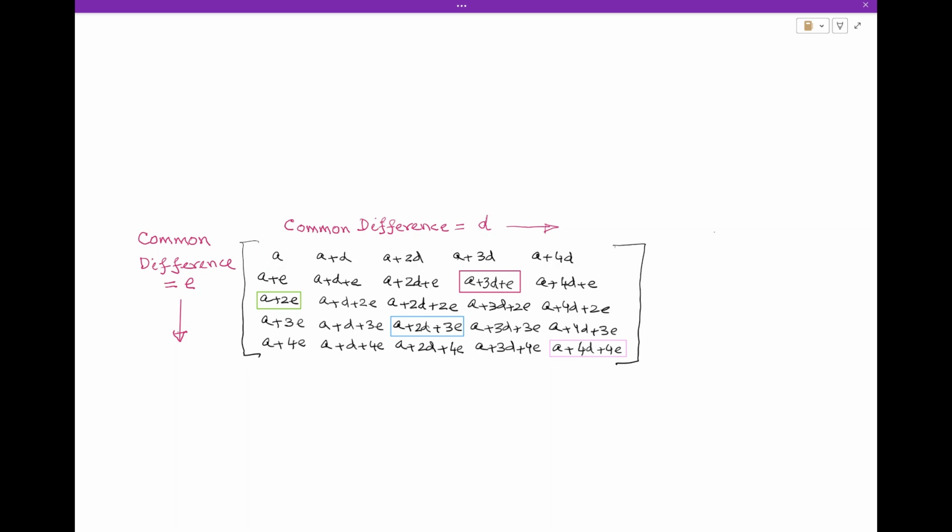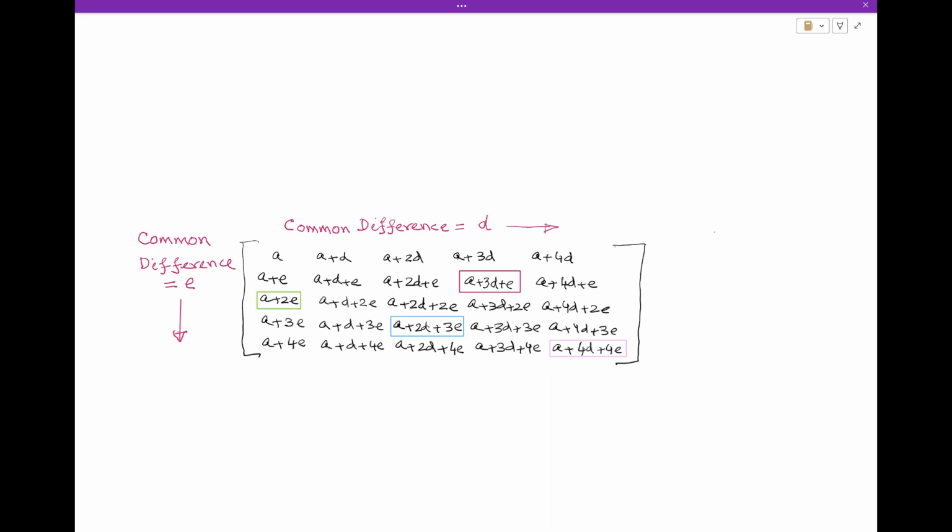However, the second row would be A plus E, A plus D plus E, A plus 2D plus E, A plus 3D plus E, A plus 4D plus E, so on and so forth. Finally, the fifth row would become A plus 4E, A plus D plus 4E, A plus 2D plus 4E, A plus 3D plus 4E, and A plus 4D plus 4E.